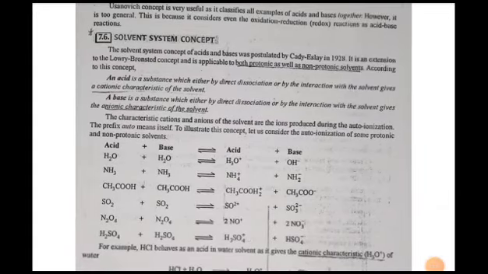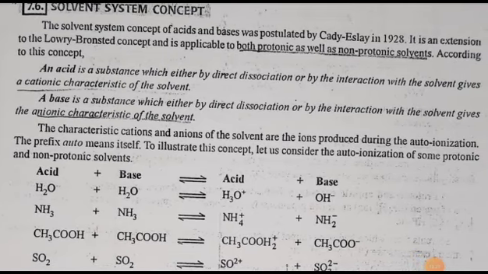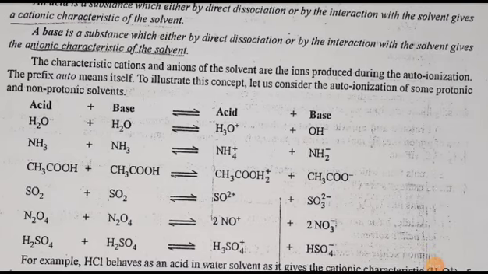Solvent system concept. The solvent system concept of acids and bases was postulated by Cady and Elsey in 1928. It is an extension of the Lowry-Bronsted concept and it is applicable to both protonic as well as non-protonic solvents. According to this concept, an acid is a substance which either by direct dissociation or by interaction with the solvent gives the cationic characteristic of the solvent. A base is a substance which either by direct dissociation or by interaction with the solvent gives the anionic characteristic of the solvent. The characteristic cations and anions of the solvent are the ions produced during autoionization.